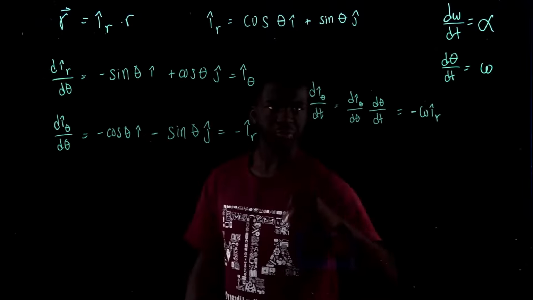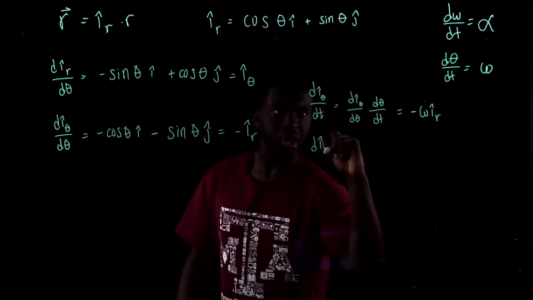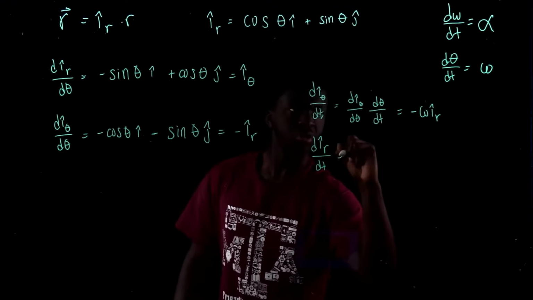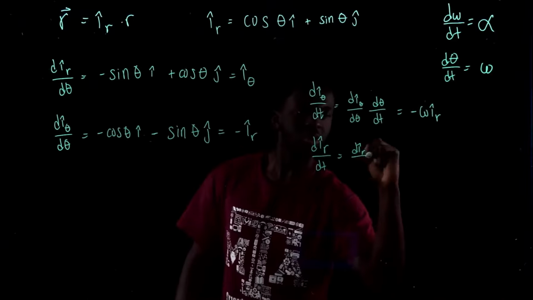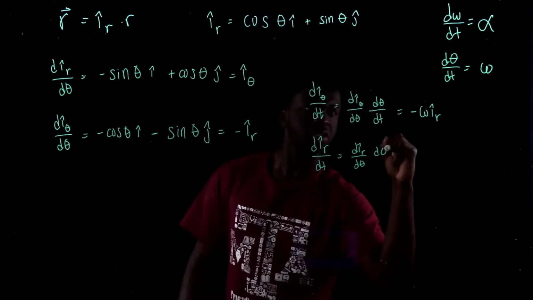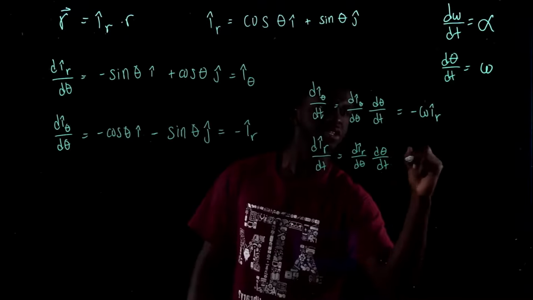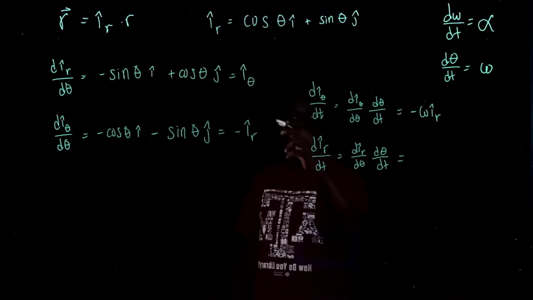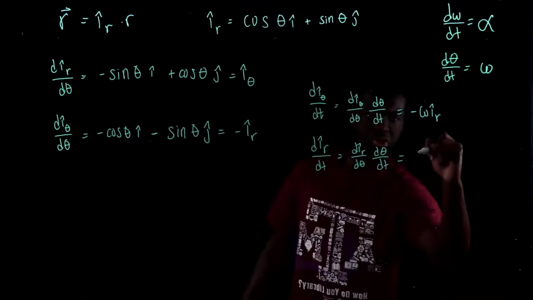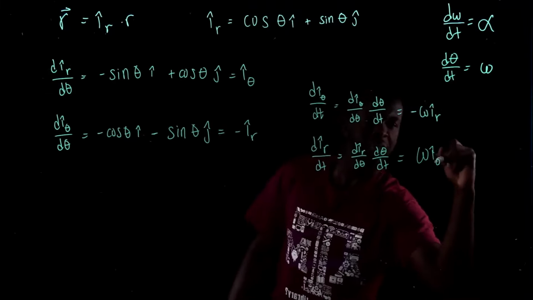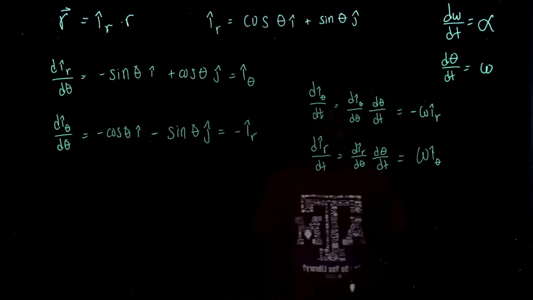Now we're going to do the same thing for di_r dt. di_r dt is equal to di_r d theta times d theta over dt. di_r d theta is just i_theta, so this is going to be omega i_theta. So that's the second part you're going to need.